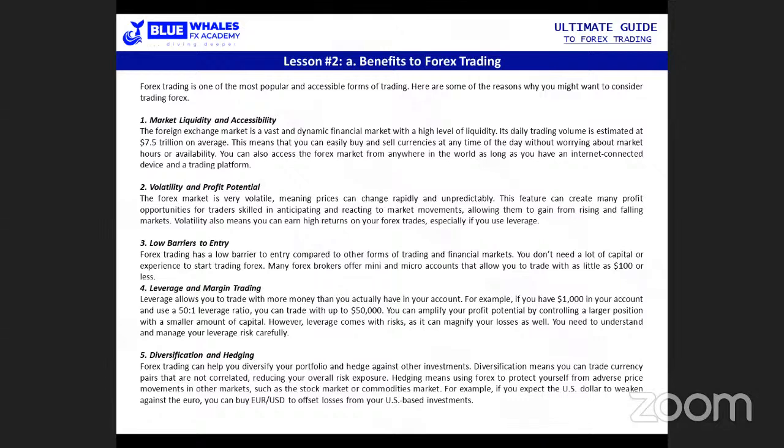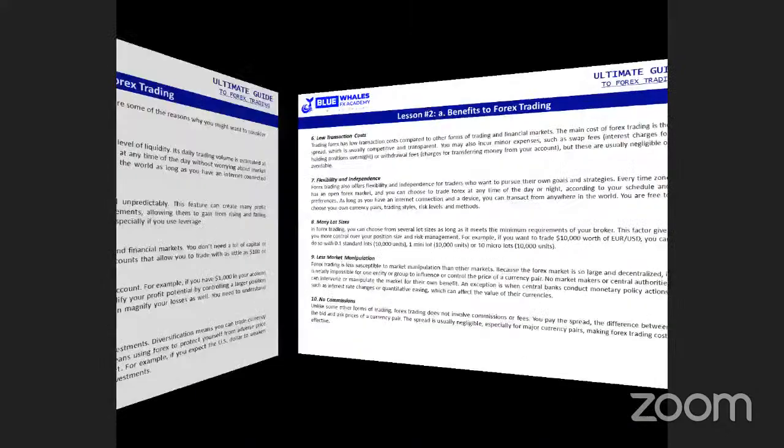So, diversity and hedging. Forex trading can help you diversify your portfolio and hedge against other investments. Understanding this, diversity means that you can trade currency pairs that are not correlated, reducing your overall risk exposure. So let's continue.